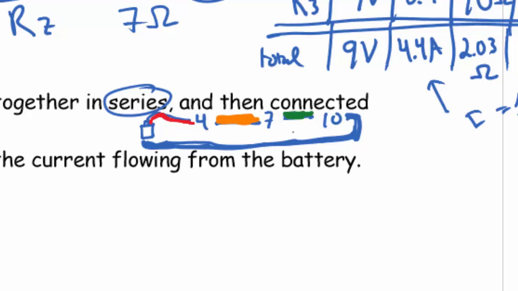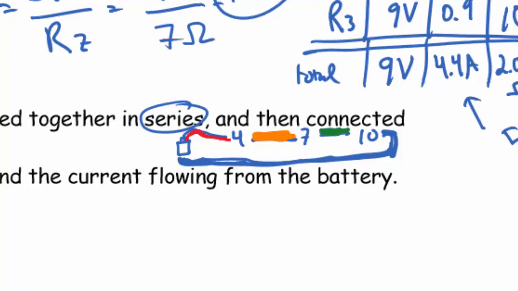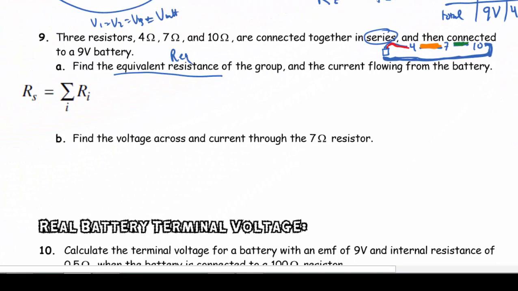So each one of these resistors is going to cause a drop. And so I signify that with a change in color. Blue is the lowest after it makes it through all these 3 resistors, and then obviously red being the most. So I look at my equation sheet, and it says find the equivalent resistance of the group.